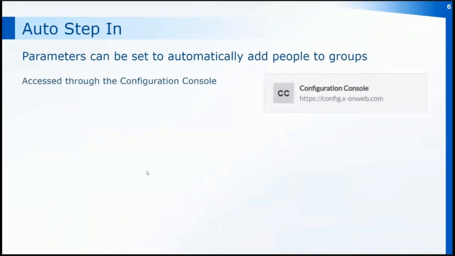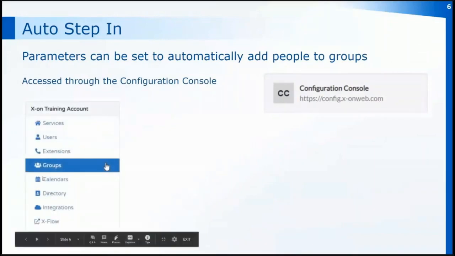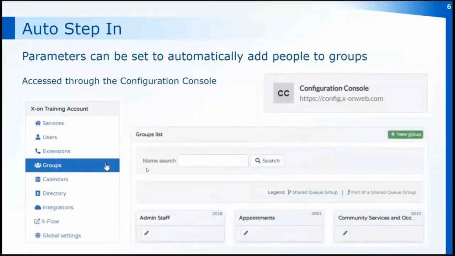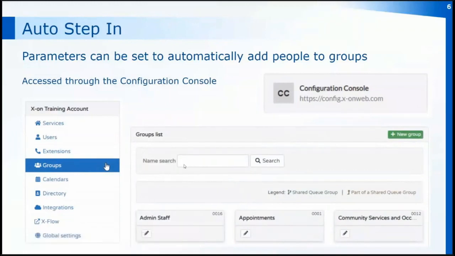So when you go to your single sign-on, you're looking for the configuration console, or you can use the web address that's shown on the screen here. When you access the configuration console, you'll have your menu down the left-hand side, and you're looking for the group option on that menu. That will then take you into an overview page where you'll have all your groups listed, and you can search those groups if you've got a lot of groups for your particular practice.